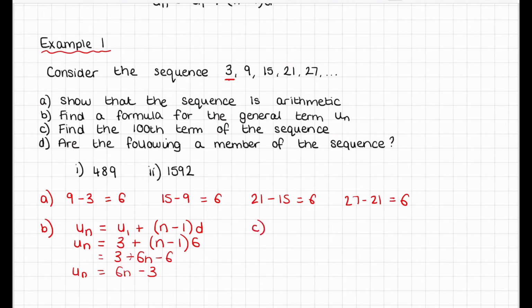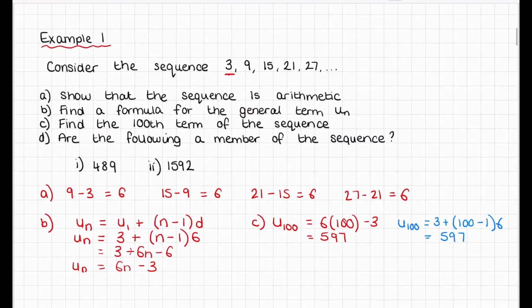C, we want to find the 100th term. So for part C, we want to find the 100th term. So we're just going to sub 100 into our formula. So we want to find u of 100, which will equal 6 times 100 minus 3, which would equal 597. The other way, if you subbed it into that second line of working, you'd have u100 equals 3 plus 100 minus 1 multiplied by 6, and put that in your calculator and you get 597. So you can do it either way.